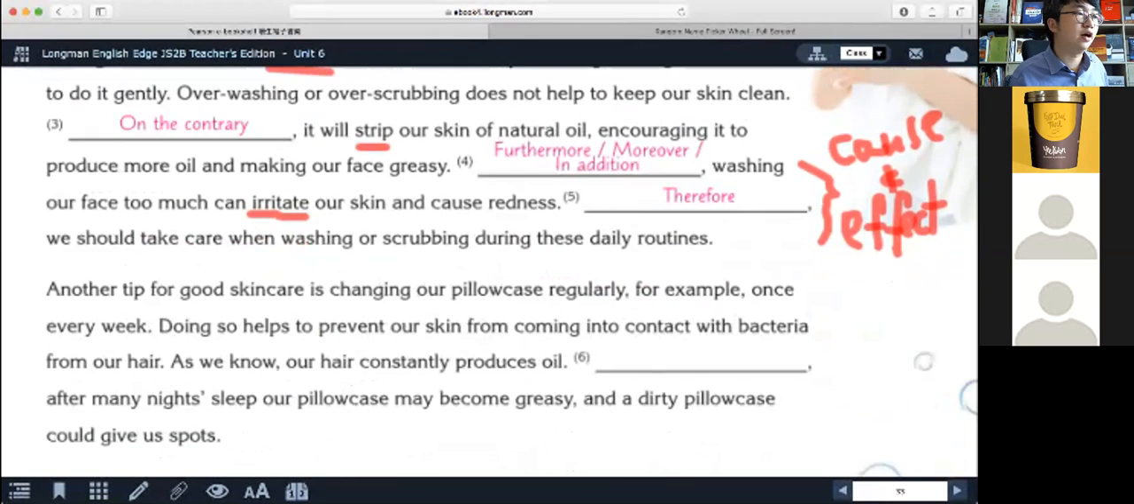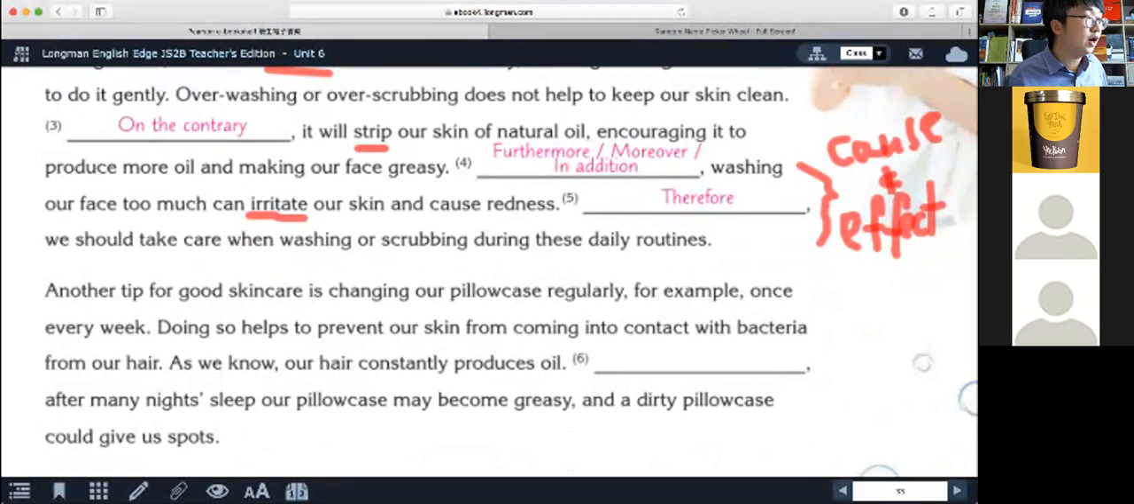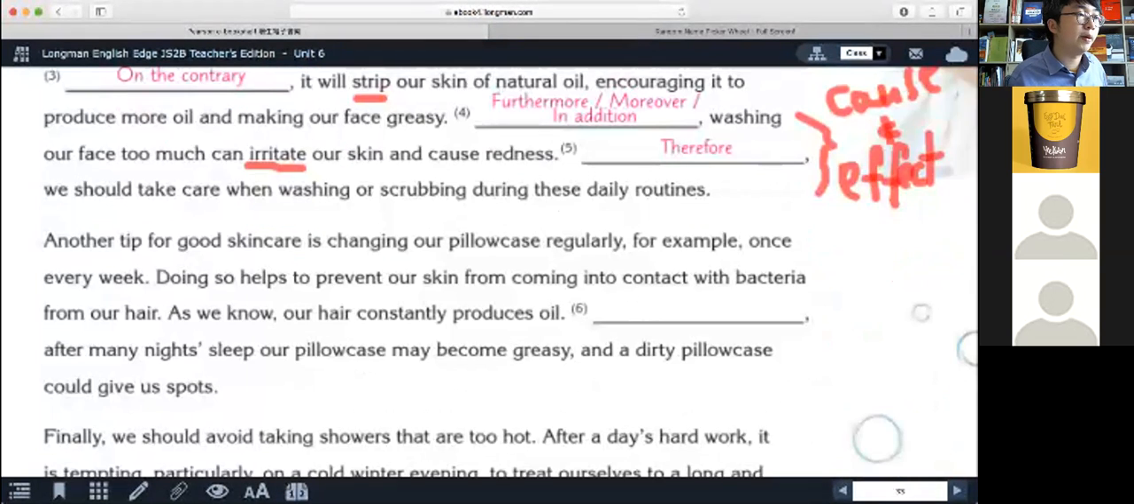Next paragraph. Another tip for blah, blah, blah. Okay, so this one is long. Long paragraph. So let's see who is going to read this paragraph.